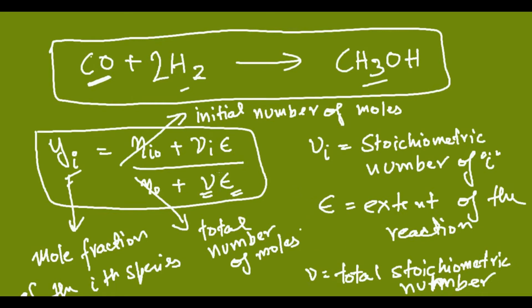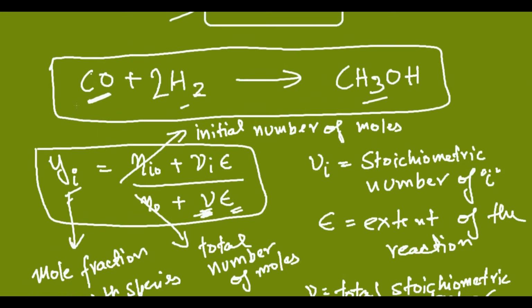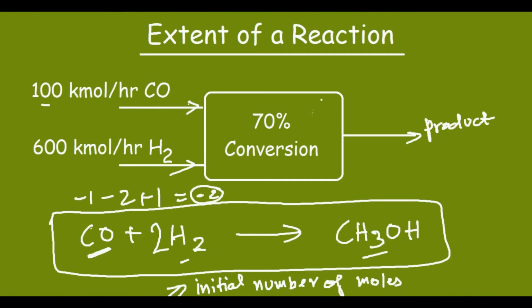So what is this total stoichiometric number? This is the sum of all the stoichiometric coefficients. Here, CO will have a stoichiometric number of -1, hydrogen will have a stoichiometric number of -2, and methanol will have a stoichiometric number of +1. So what do I get? This sums up to be -2. So -2 is the total stoichiometric number. In this case, nu will be -2. I will show everything, do not need to worry. I need to use this relation in order to find the extent of the reaction in this case.